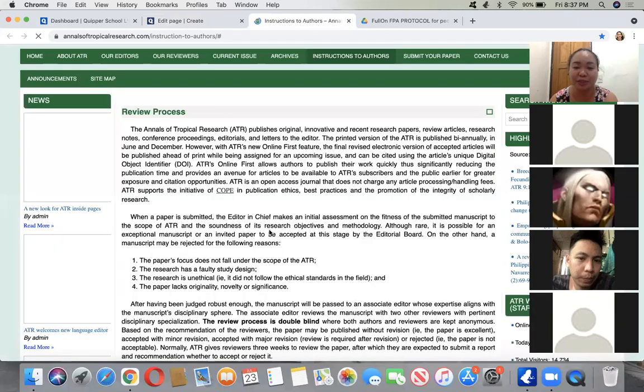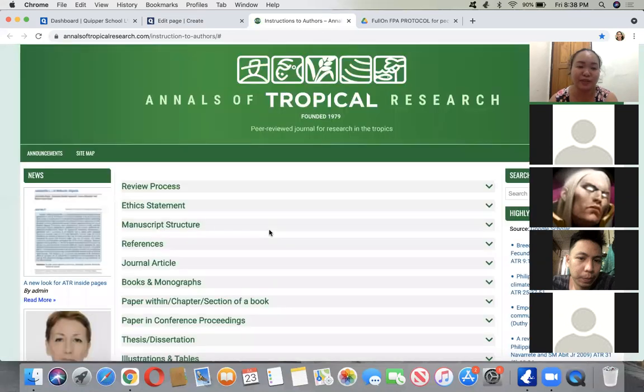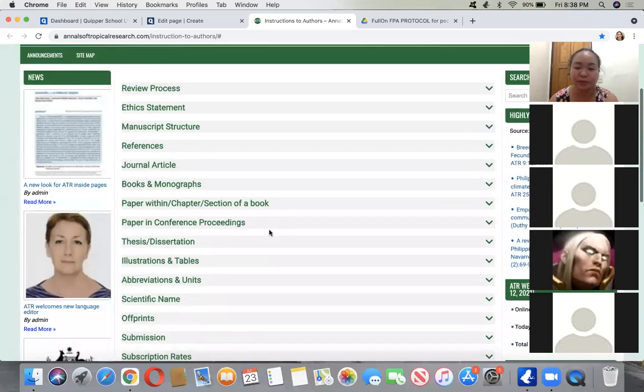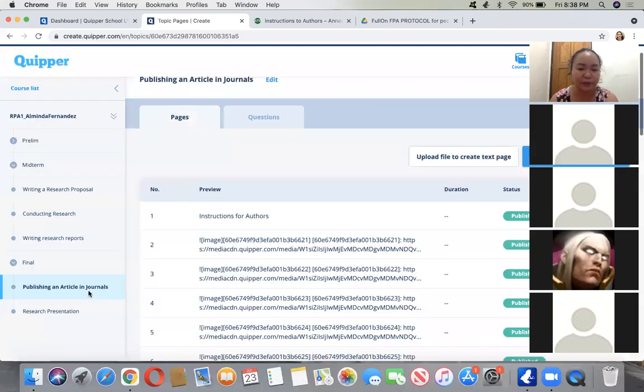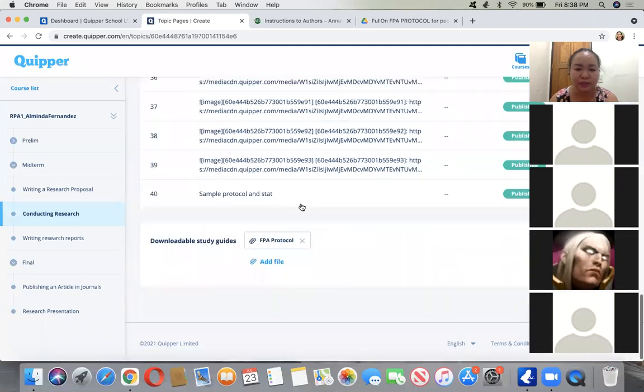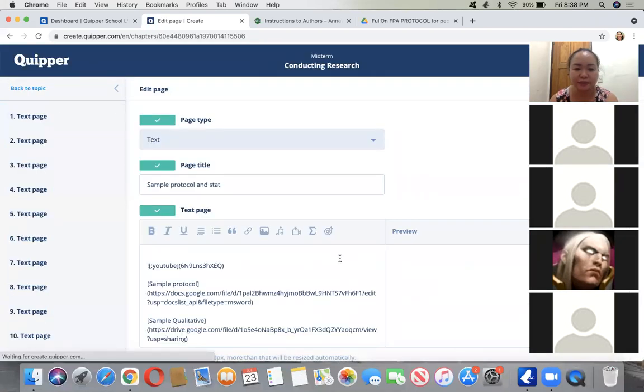The Annals of Tropical Research is one of my favorite journals in the Philippines, aside from the very famous journals I have shown you earlier. And I have publication experience here. I will send this to you tonight or tomorrow, for the assignment. And since we're still conducting research and hopefully we can finish, we have the sample, protocol, and stats.